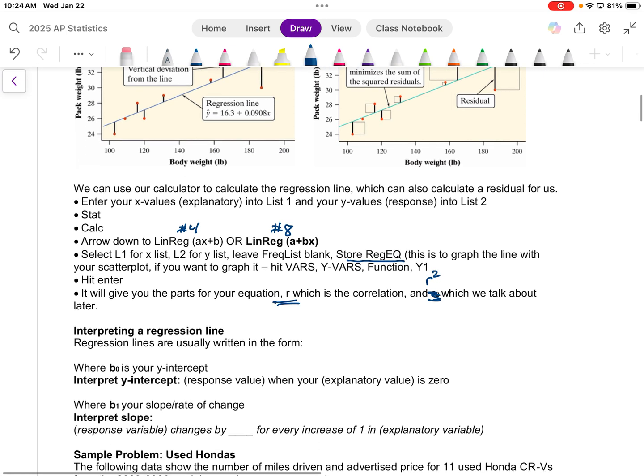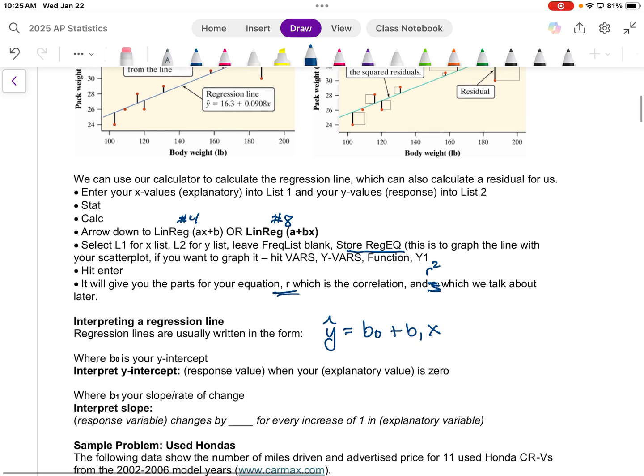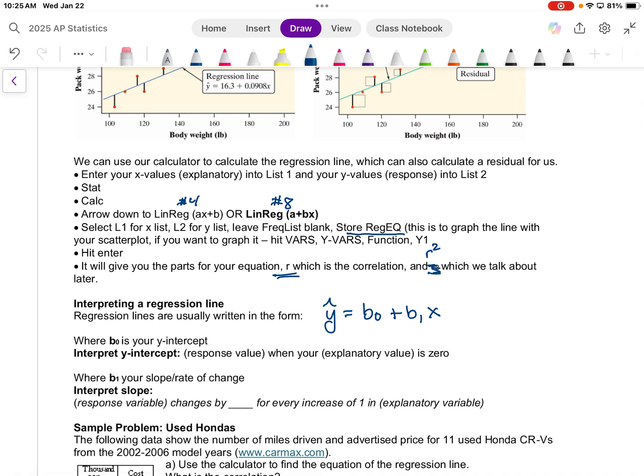The regression lines are usually written in the form, and here's the fancy way, Y hat equals B sub 0 plus B sub 1 X. And again, we define what B sub 0 or B naught is. B naught is the y-intercept. And then B sub 1 is your slope or your rate of change. And again, we have to be able to interpret in context what the y-intercept means and what the slope means. The y-intercept is always what the response variable is as a value when the explanatory variable is 0.